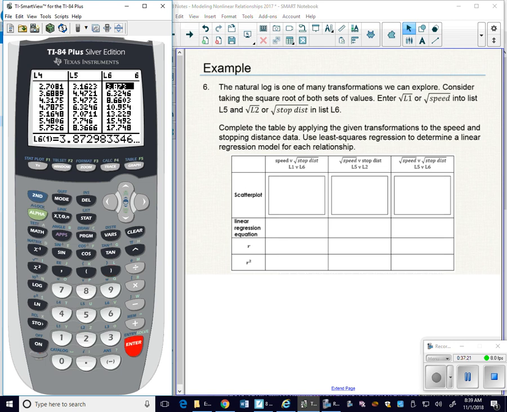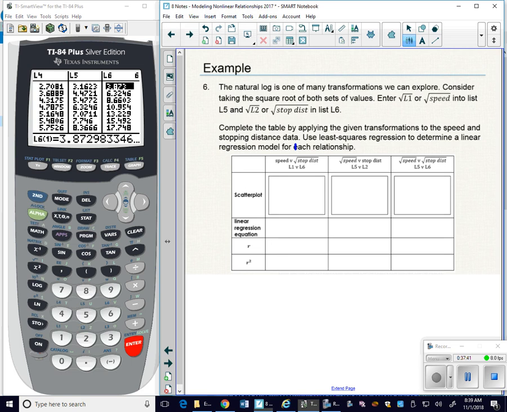Okay, and so now what I want you to do is you're going to do it 3 different ways. We're going to look at speed versus the square root of the stopping distance. We're going to look at the square root of the speed versus the stopping distance. And then we're going to look at the square root of the speed versus the square root of the stopping distance. So when you're constructing your scatter plots and doing your regression, in the first example, you're going to be doing list 1 versus list 6. In the second example, you're going to be looking at list 5 versus list 2. And in the third one, you're going to be looking at list 5 versus list 6.